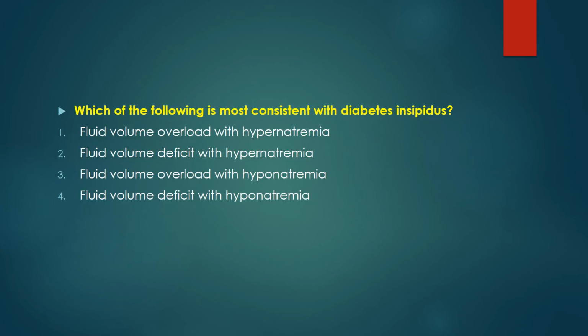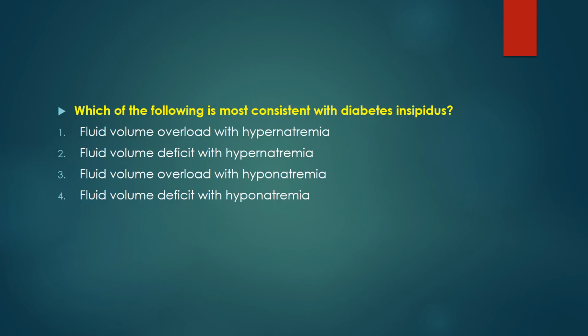Let's look at another question. Which of the following is most consistent with diabetes insipidus? 1, fluid volume overload with hypernatremia. 2, fluid volume deficit with hypernatremia. 3, fluid volume overload with hyponatremia. Or 4, fluid volume deficit with hyponatremia. Pause the presentation and consider your answer.